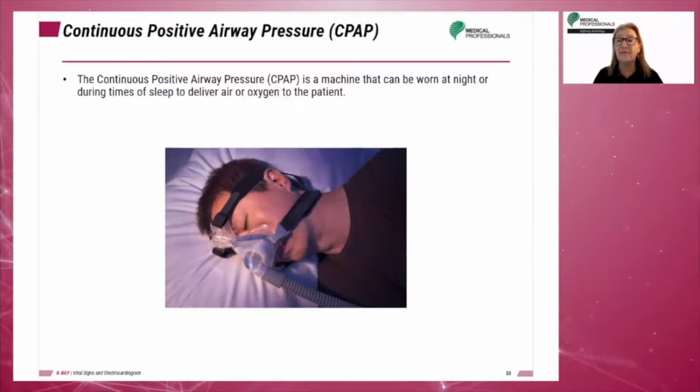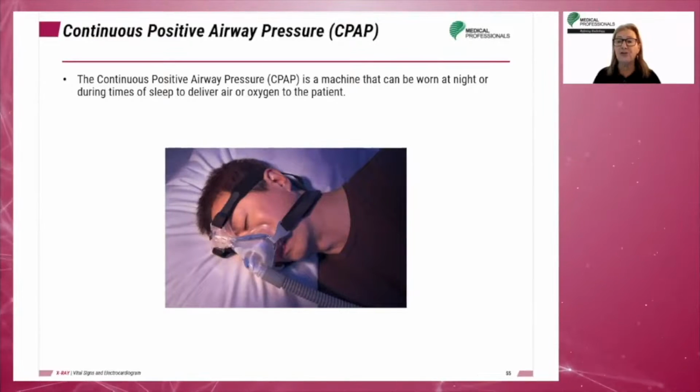Continuous positive airway pressure, or CPAP, is a machine worn at night or during times of sleep to treat sleep apnea, a sleep disorder in which a person regularly stops breathing during sleep for 10 seconds or longer. A CPAP machine increases air pressure in the throat, keeping the tissues in the airway from collapsing when a person inhales.